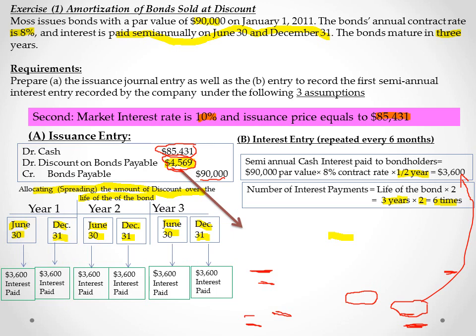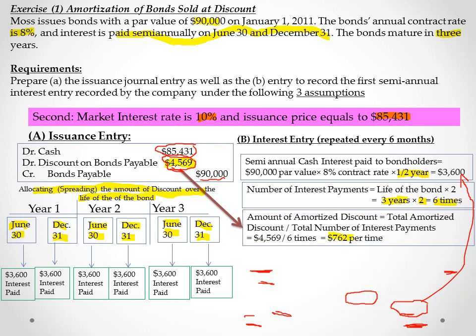6 months. So we will apply this rule, which is we multiply the par value of the bond, the 90,000, times the contract interest rate, not the market interest rate. We always follow the contract interest rate when we calculate the cash interest to be paid to the bondholder. So we will multiply the 90,000 times the 8% times the period. Here, this entry will be repeated every 6 months, meaning half of a year. So at the end, this means that we have 3,600 to be paid to the bondholder every 6 months.